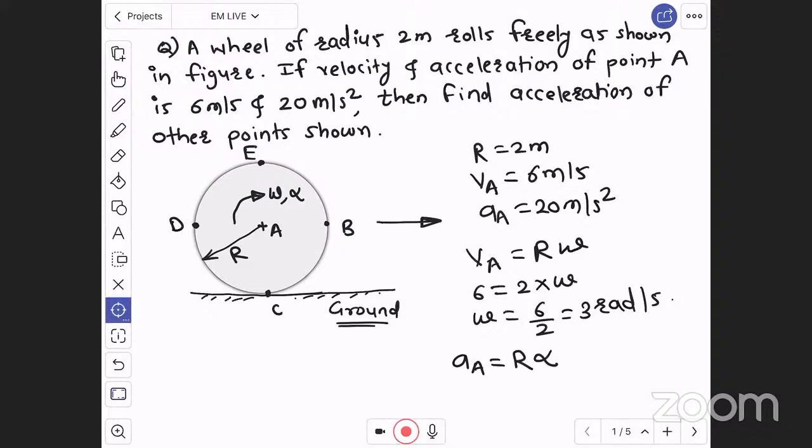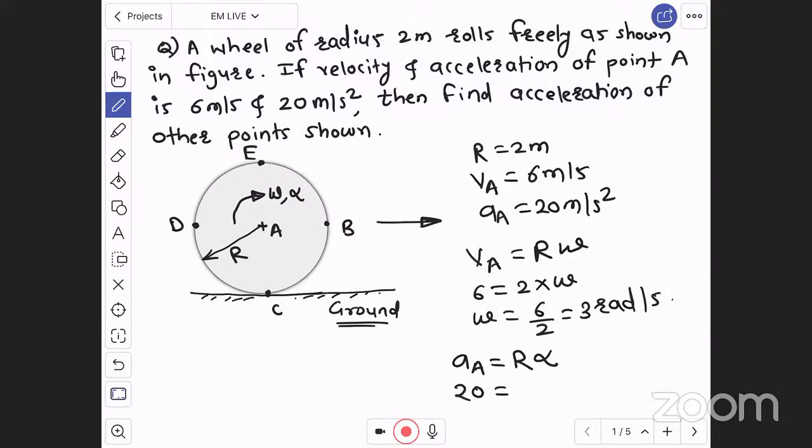And my dear students, each and every question they have asked in the GATE examination. Here velocity of point B, acceleration of point B, velocity of point C, acceleration of point C, velocity and acceleration of point D, velocity and acceleration of point E. Each and every question they have asked in the previous year GATE examination, right? In the previous lecture we have seen velocity analysis. Here we are going to see acceleration analysis, right? Now the acceleration of the center point is r alpha, that we have seen. Therefore acceleration of A is 20 is equal to radius of wheel 2 into alpha.